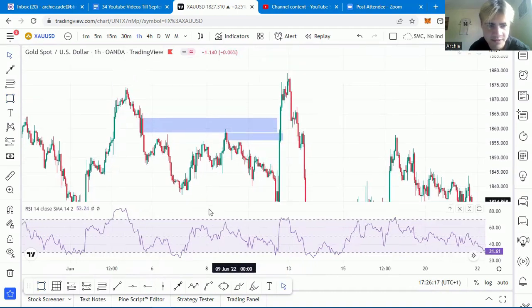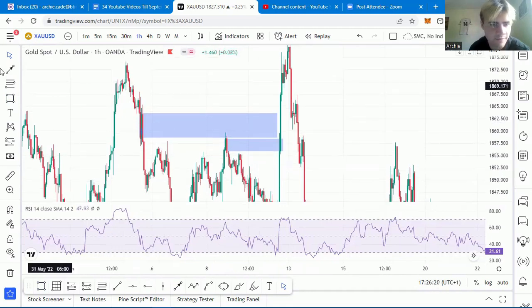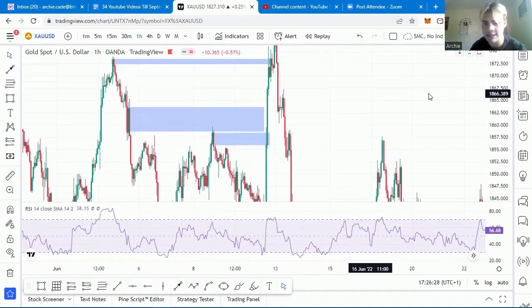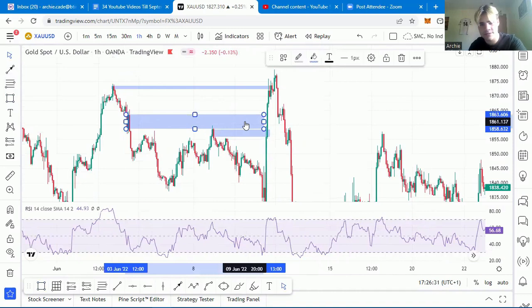Up there, that's not really allowing you much space, is it? But this is theoretically another imbalance, just to the top of that wick. So it's quite a thin one. That would be another target. So let's get rid of this one because this one's just big.